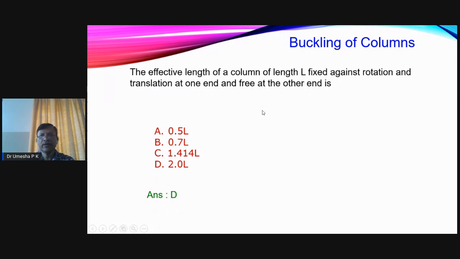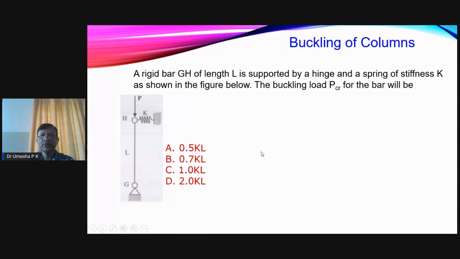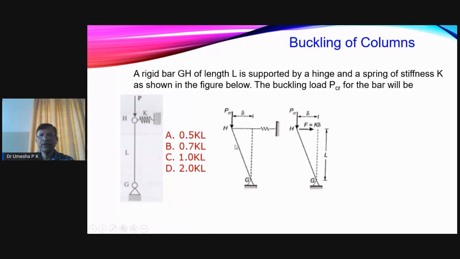Mainly, the effective length is what matters here. So you take another example: a rigid bar GH of length L is supported by a hinge and a spring of stiffness K as shown in the figure below. The buckling load P critical of the bar is given by, this is what they have given. So see, the load is acting here and the spring they have given here. So that can be written here.